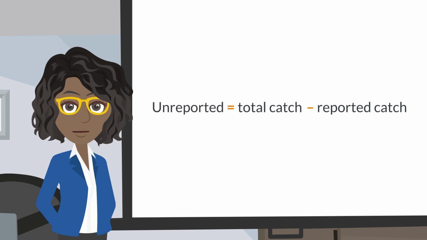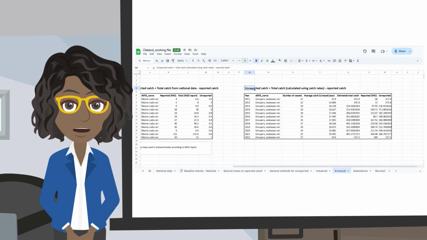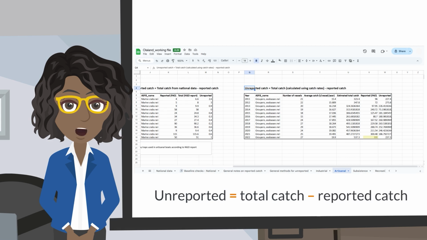be the unreported component. In the case of Olalan, I had access to the number of artisanal vessels catching groupers and the average catch per year per vessel, which allowed me to estimate the total artisanal catch of groupers for 2022. I then subtracted the FAO reported catch from the estimated total catch to get the unreported catch amount.